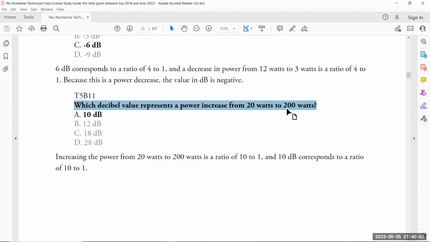That should look very familiar to you. We just did that question. We're looking for decibel value. It's a power increase from 20 to 200 watts. So we are expecting, of course, a positive value. And the correct answer, it's a 10 times increase, so it was 10 dB.